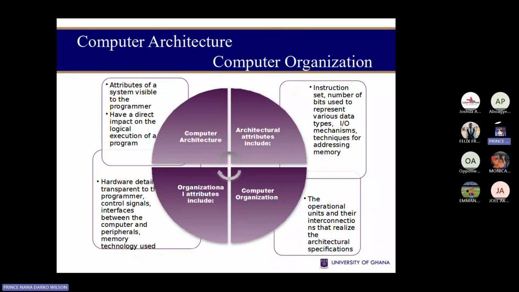These are instruction sets, your number of bits, the ones used to represent data in various forms, how you enter data, how you retrieve data from memory. So these two parts talk about how the user is able to interact with the computer, specifically the programmer is able to interact with the computer through a particular language using instructions. Then we have the hardware details, and then we also have the operational units, which have their own network of operations through which they function.